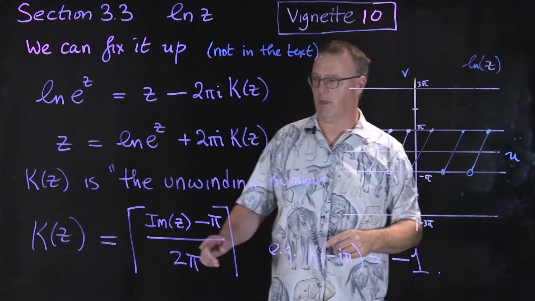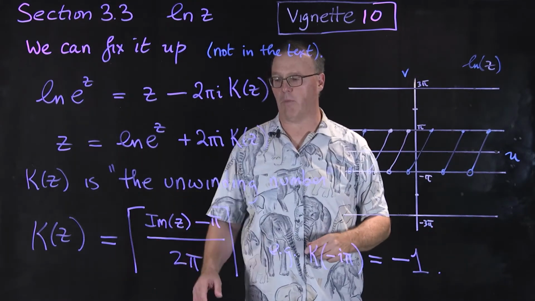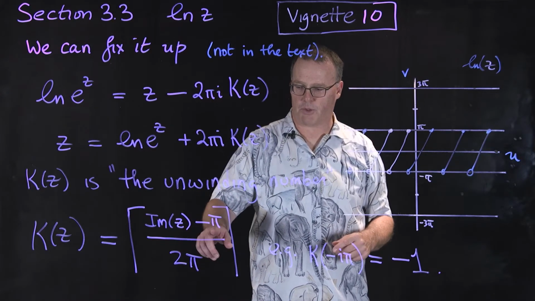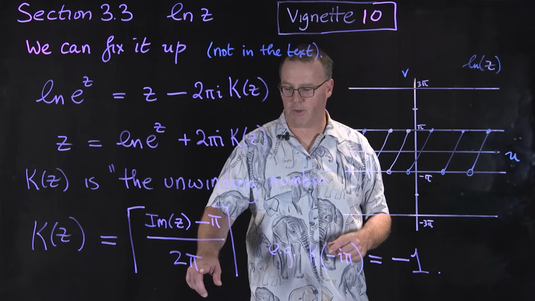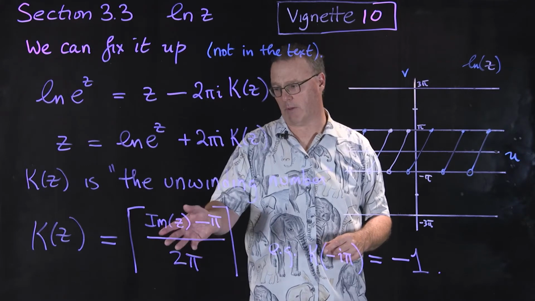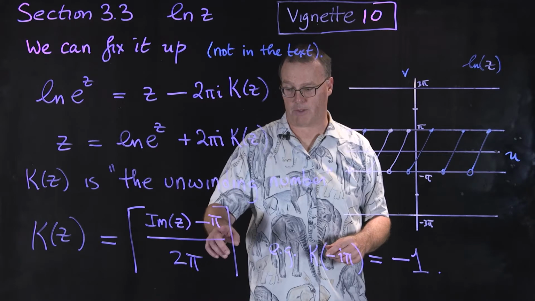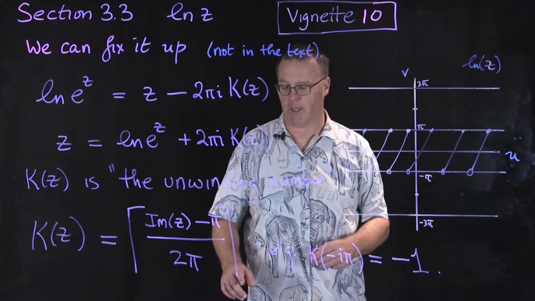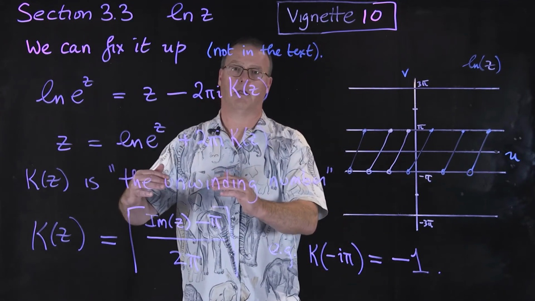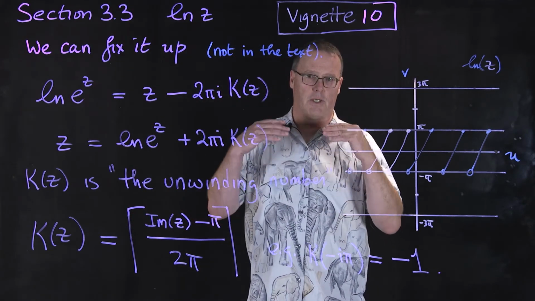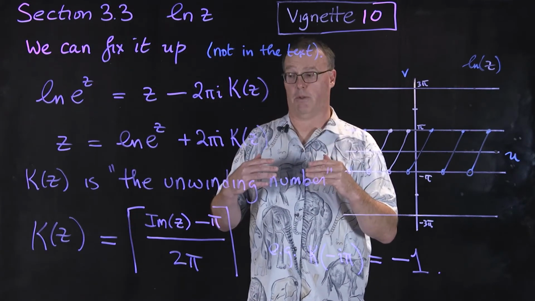It turns out that we have another formula for the unwinding number. If you take the imaginary part of z and you subtract pi and you divide by 2 pi, you get a real number here, because the imaginary part of z is a real number. Subtract pi, it's a real number. Divide by 2 pi, it's a real number. And then you take the ceiling of that. So that's the integer, the nearest integer that is larger than or equal to this.